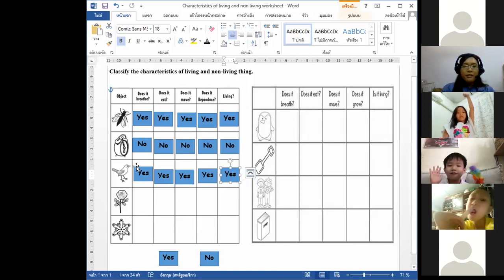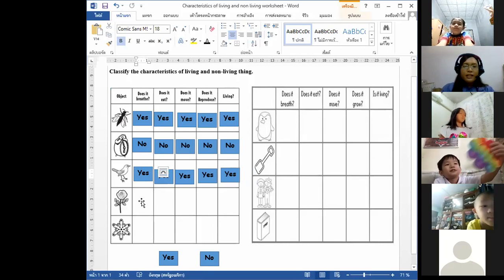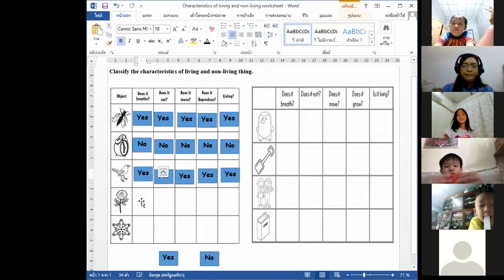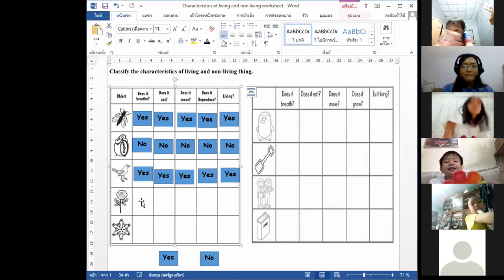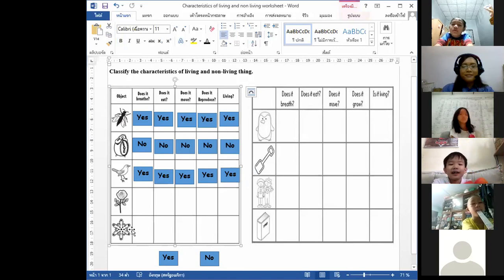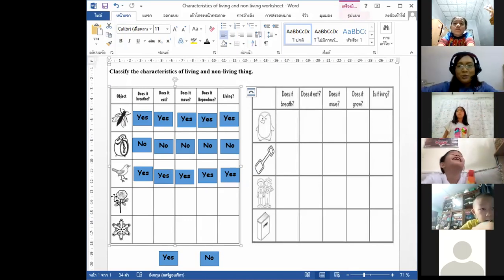Okay, Nemo, turn on your microphone. Flower, does it breathe? No. Oh, are you sure? Flower, is it living or non-living? A rose, this is a flower, a rose.